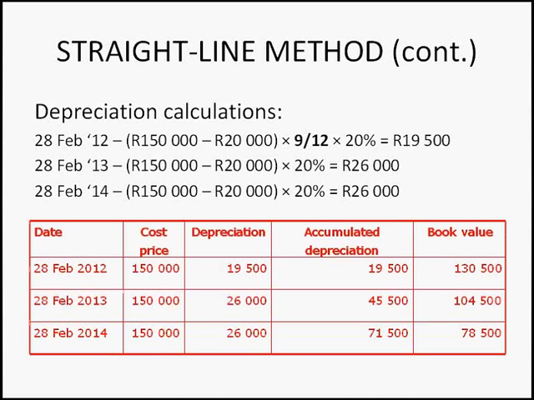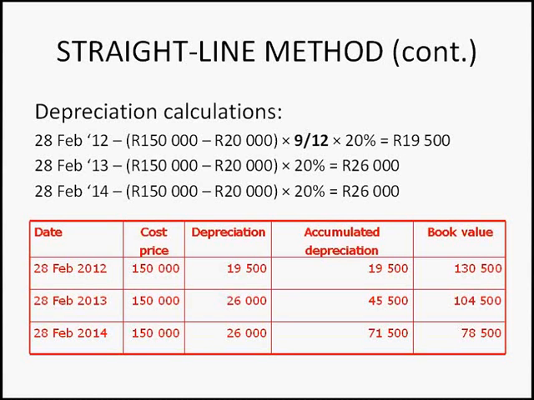Okay, so the table starts with the date. The first date then is 28th of February 2012. The cost price always stays the same. The cost price is 150,000. The fact that I deduct the residual value in order to calculate the depreciation doesn't mean that the cost price of the vehicle changes. It simply means that the book value will change at the end, because I'm working out the depreciation on a reduced amount.